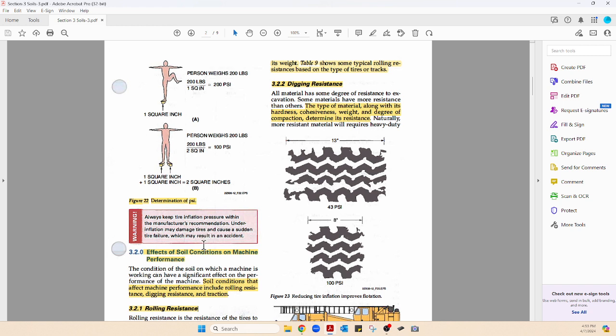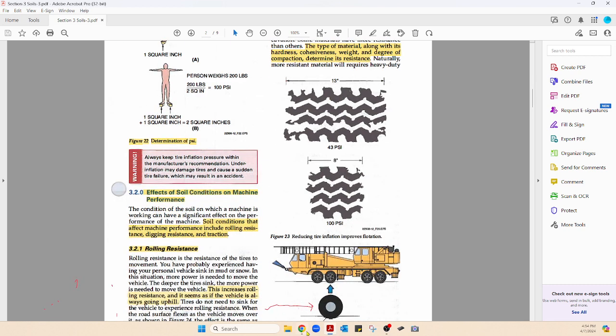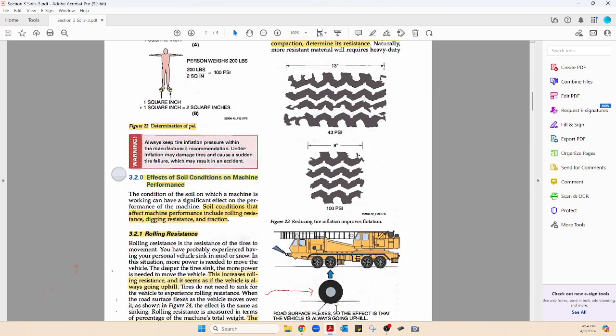Let's go read down a little bit. This is kind of the one thing about NCCER, their pictures and their words are not necessarily in the same location. The effects of soil conditions on machine performance. Soil conditions that affect machine performance include rolling resistance. A real quick look at that is we always called it soil that pumped. It's an elastic soil and it usually has water in front of it, but it rolls up in front of the wheel and it really makes a difference.